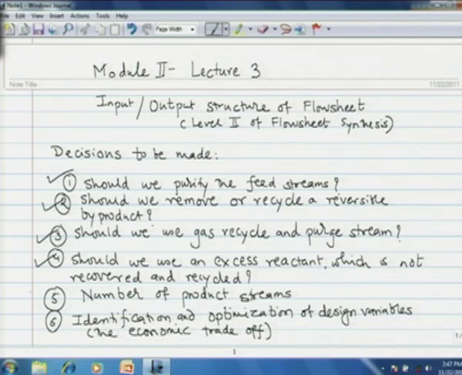Then the next decision was about the product streams. How many product streams should there be? Depending on the fate of the product that is coming out of the process, we decide the product stream. The thumb rule that we used for this particular decision was: never separate and mix 2 streams if their destination is the same.